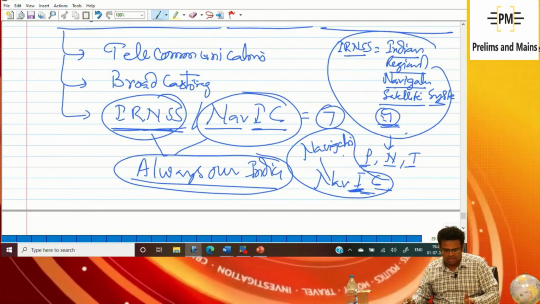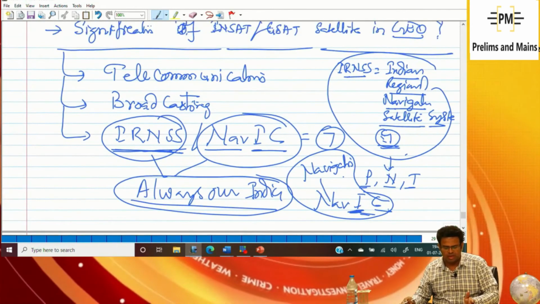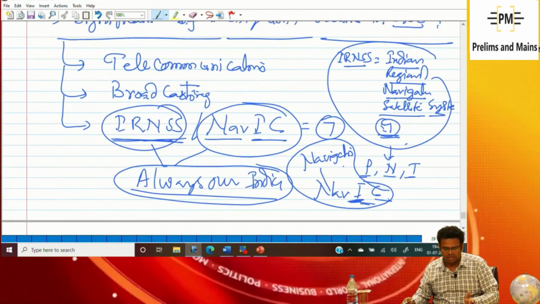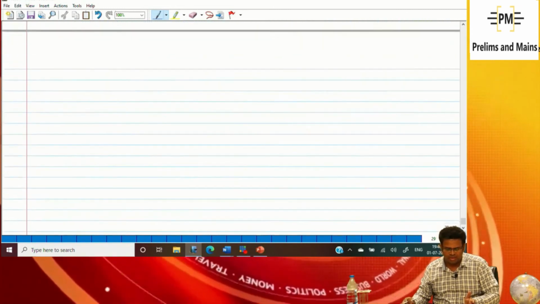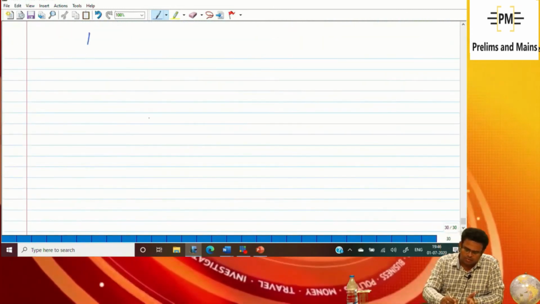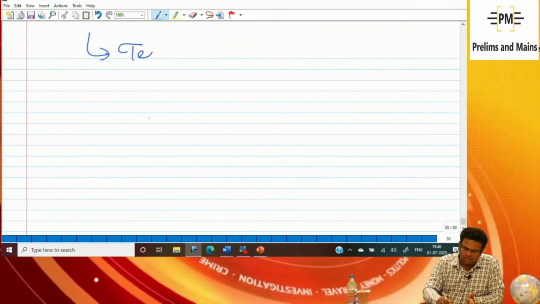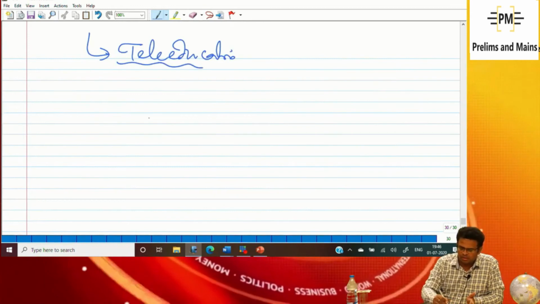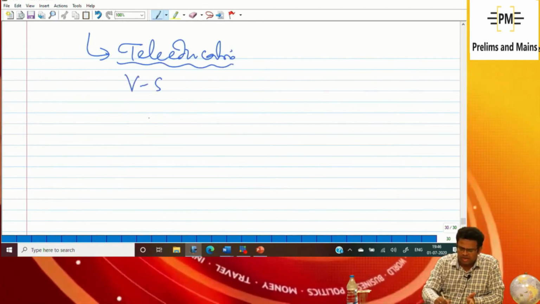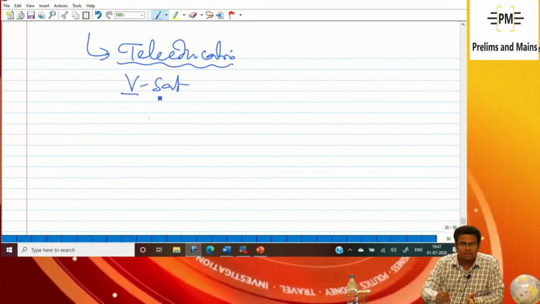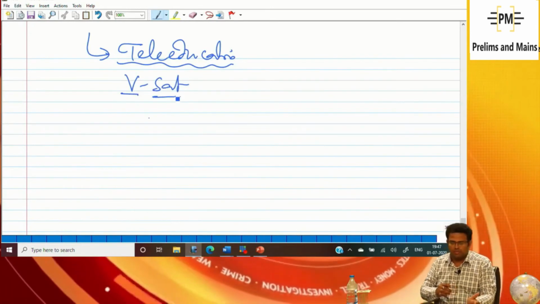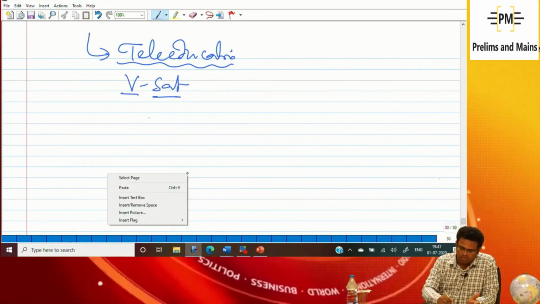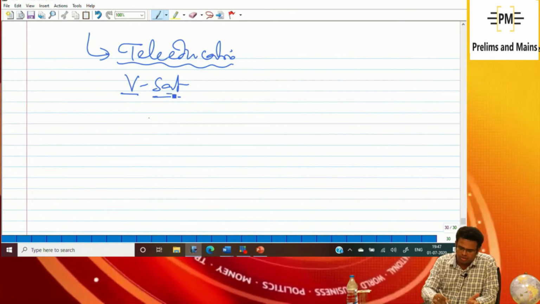Now the next point: it is helping in telecommunication, broadcasting and then navigation. Another point is tele-education. And you may have heard about VSAT education: very small aperture terminal.